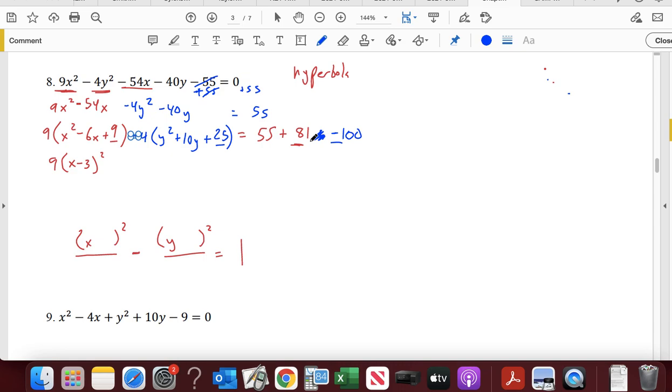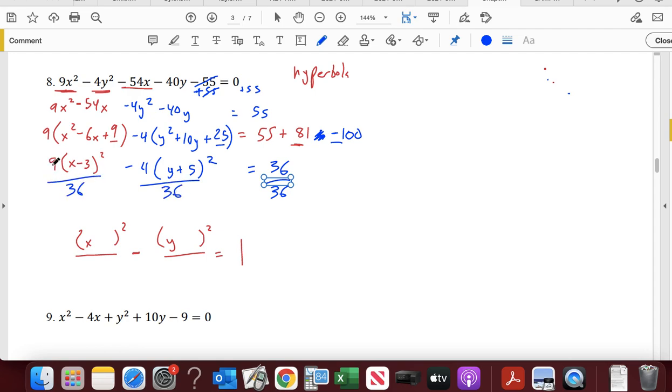So 55 plus 81 minus 100, all of that simplifies to 136 minus 100, or 36. Get a nice perfect square over there, which is nice. And then the whole point of all this was so that this factors. So we've got minus 4 times, remember the point of this was it factors into y plus 5 squared. All right, so we're nearly there. Kind of like that last step of the ellipse problem. The only thing we have to do left is divide everything by 36 and reduce.